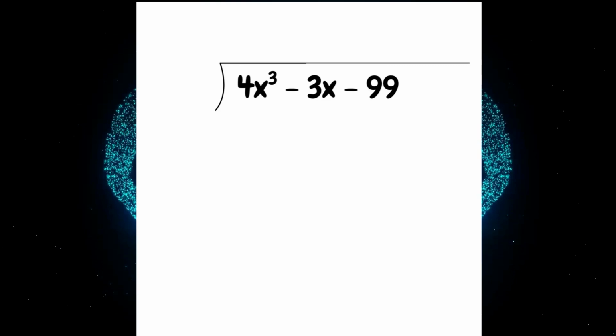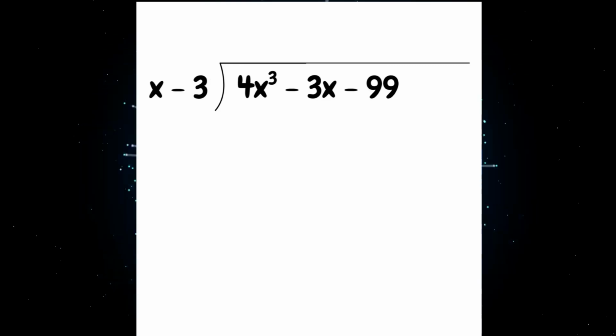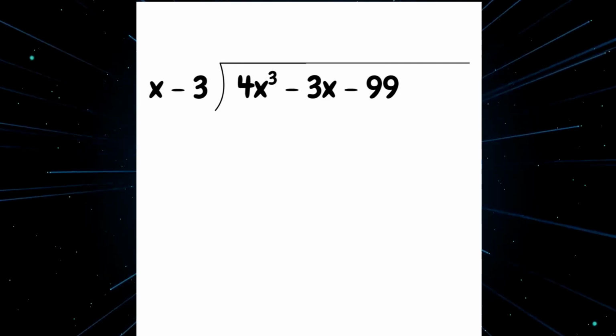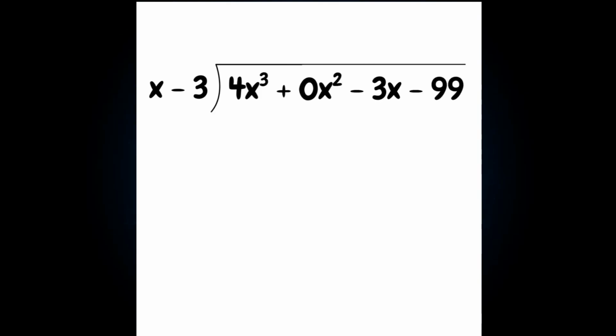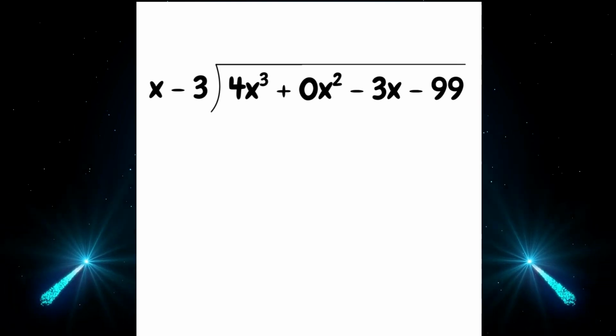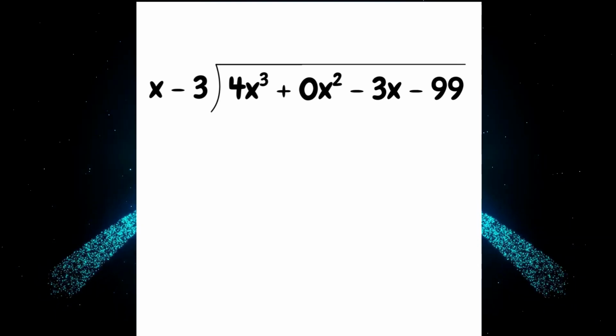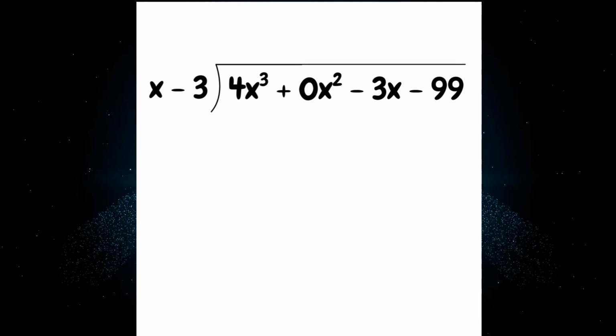All right, so we're dividing 4x cubed minus 3x minus 99 divided by x minus 3. The one thing that we can notice, however, is that we have an x cubed and an x, but no x squared. We need to include that x squared in order to be able to divide correctly. So what I'm going to do is add a 0x squared in as a placeholder. So now I have 4x cubed plus 0x squared minus 3x minus 99 divided by x minus 3.